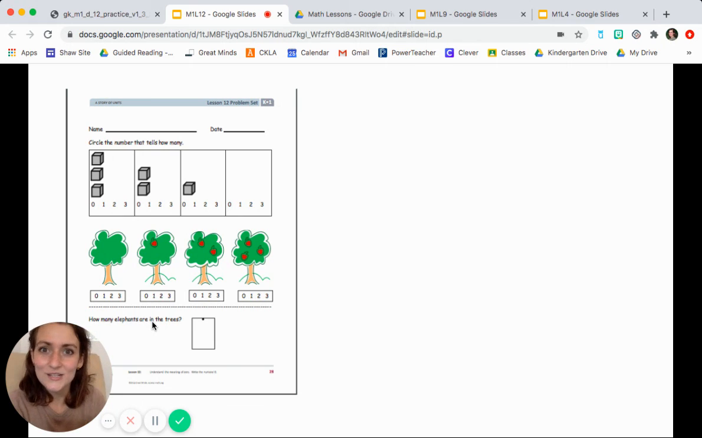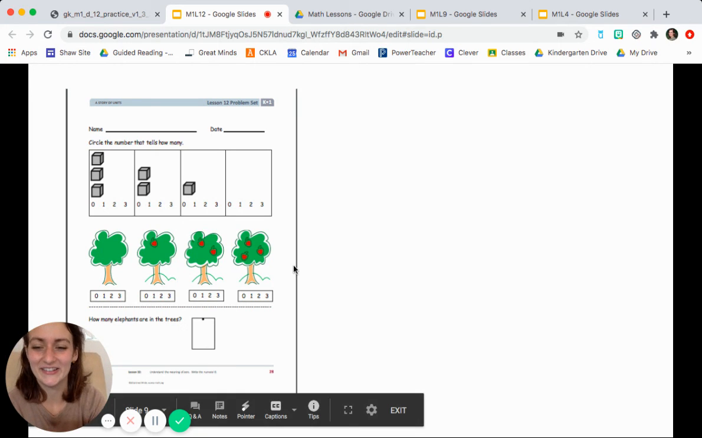How many elephants do you see in the trees on your paper? You're right. It's 0. Go ahead and fill in your 0.